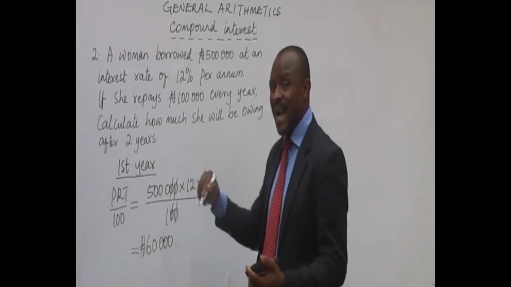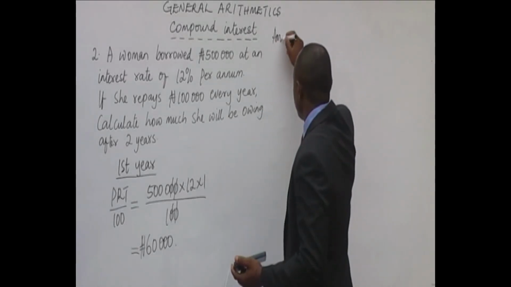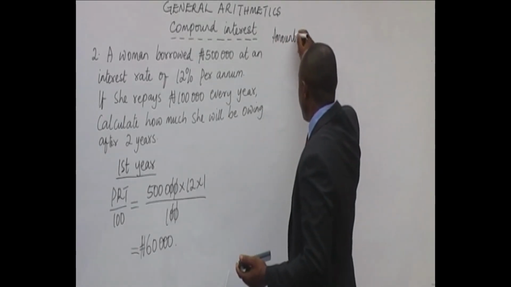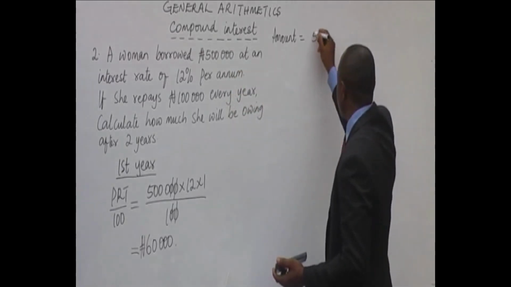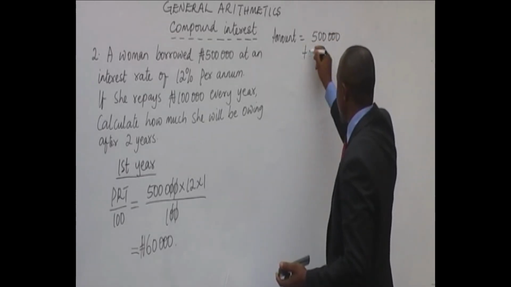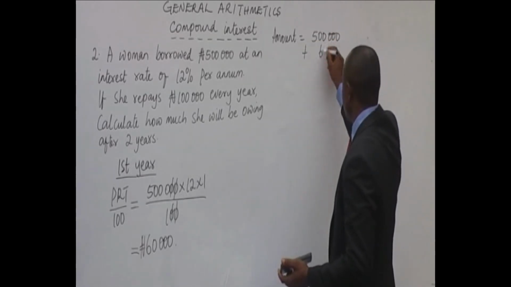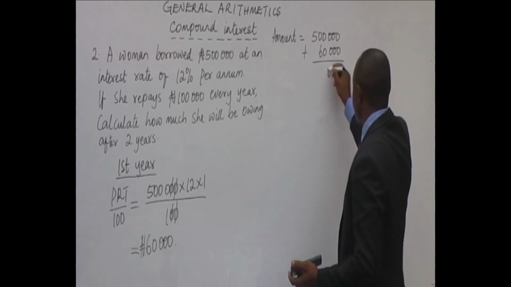Now, let's calculate the amount for that first year. Amount for the first year is going to be the principal, which is 500,000, plus the accrued interest, 60,000.